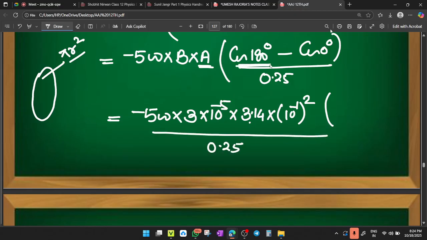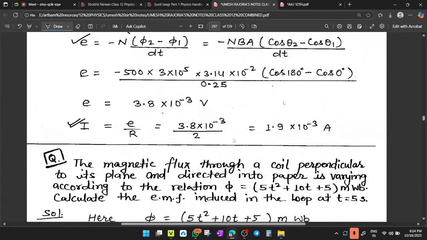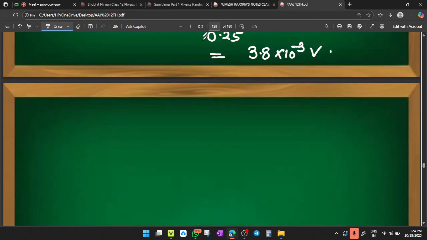Now the value of cos 180 is equal to minus 1, and cos 0 equals 1. So minus 1 becomes minus 2, and this minus 2 will cancel this minus sign. And finally, you have the answer of EMF as how much? 3.8 into 10 to the power minus 3 volt. Clear? 3.8 into 10 to the power minus 3 volt. This is your EMF. Now they inquire about current.